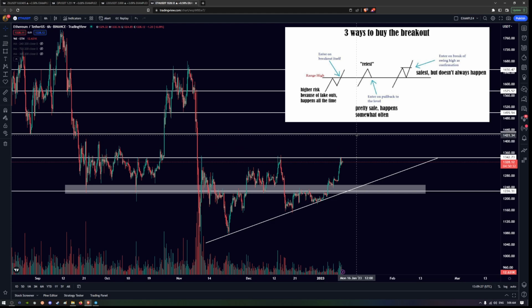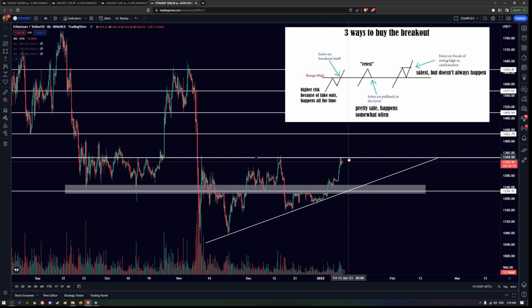Now when I say this is your first, second, or third entry, I do mean exactly that. You don't have to enter all of your position just on the breakout itself, or on the retest itself, or all in this area after it's confirmed, right? Say you have $100 and you want to do $33, like a third of your position, entering on the break itself. And then you wait for the retest to enter another 33%. And then once it's broken above the swing high, in this example here, then you can enter the other 33% of your position.